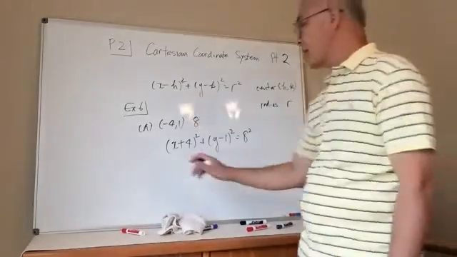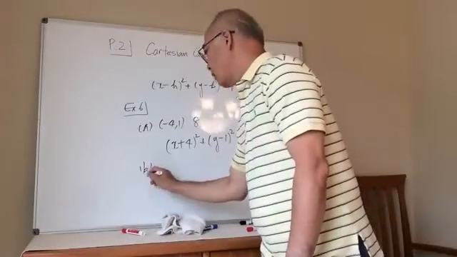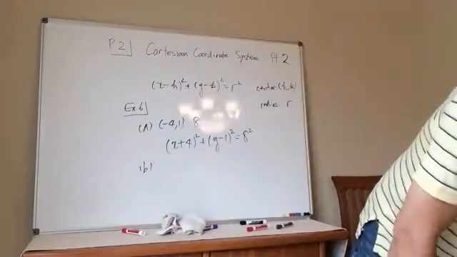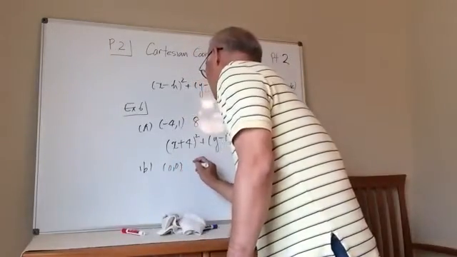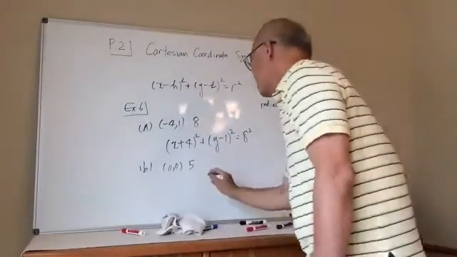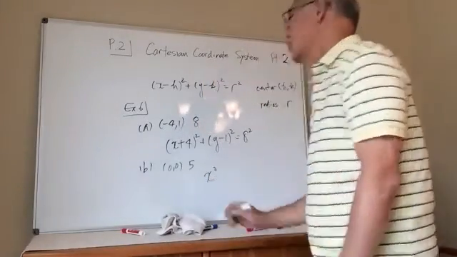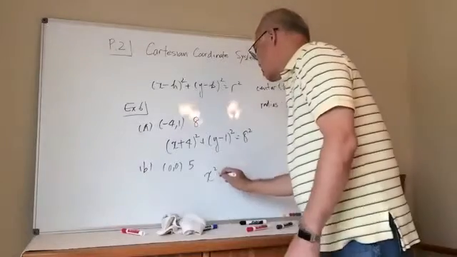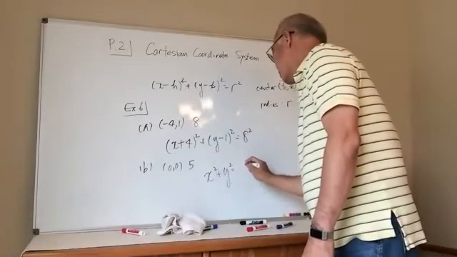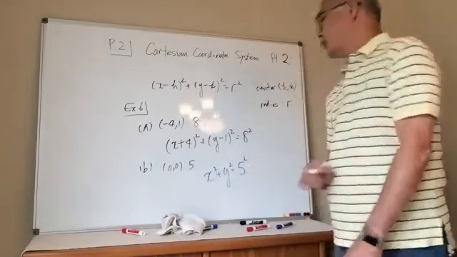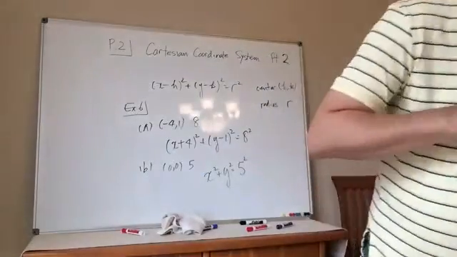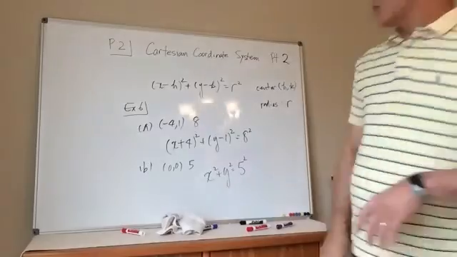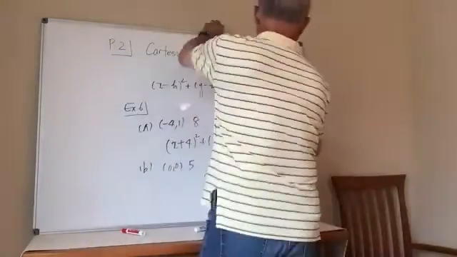Okay, so that's A. And then B, our center is (0, 0) and the radius is 5, so it's (x - 0)² + (y - 0)² = 5². That's easy enough. All right, let's continue on with example number 7.